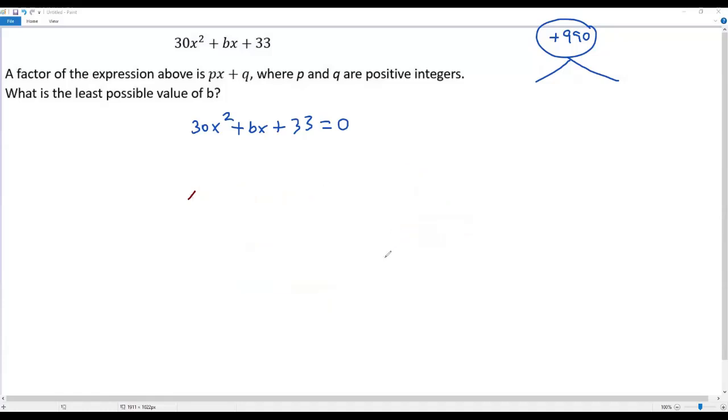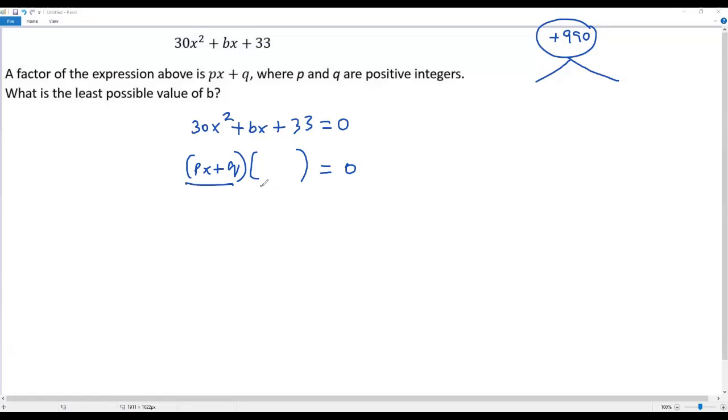Here we know that one of the factors of the given quadratic expression is px + q. It's a linear factor, and in this linear factor, both the constants p and q are positive integers. Whenever I factor a quadratic expression, I'll be getting two linear factors, and one of them is given. So the other linear factor is unknown. We can keep this one empty because we do not know the other linear factor.